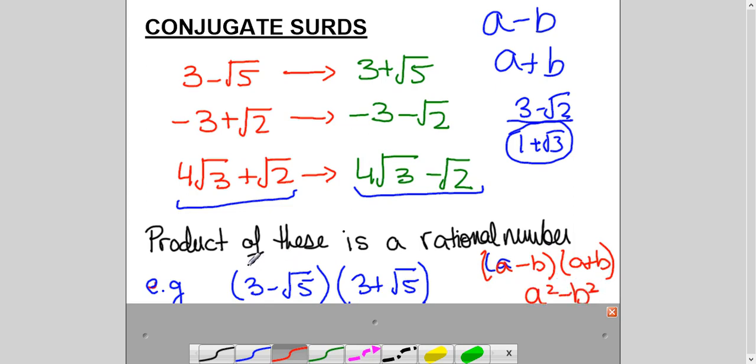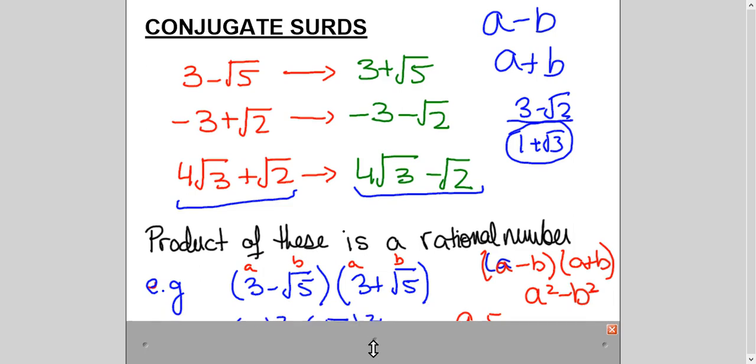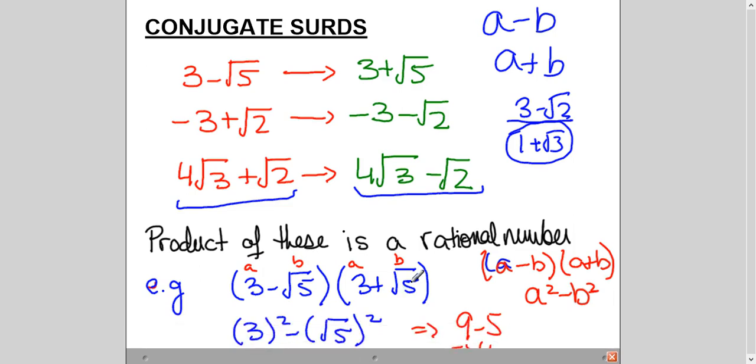So right now this is acting as your A, B, A, B. So you can do what? 3 square minus root 5 square. Can you see? A square minus B square. So 3 square is 9. The root will cancel with the square and you will get 5. So 9 minus 5 is 4. So you have seen the product of the conjugate surd with the surd is a rational number, and it is very helpful.